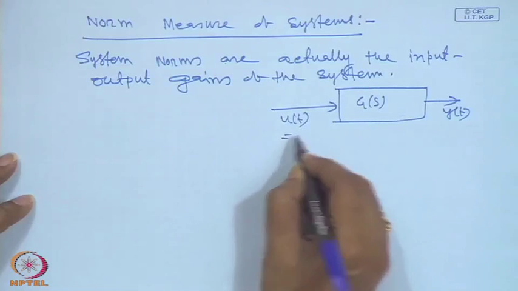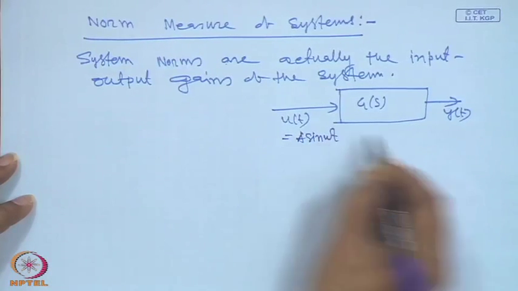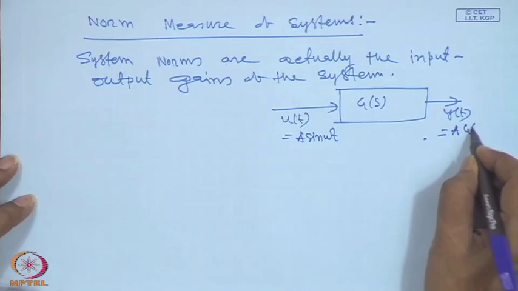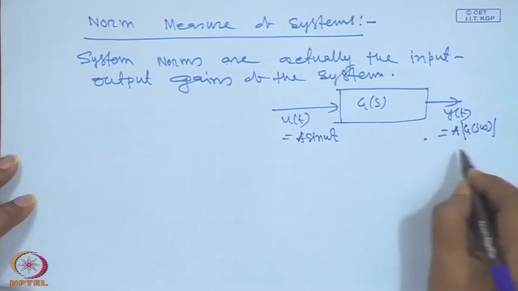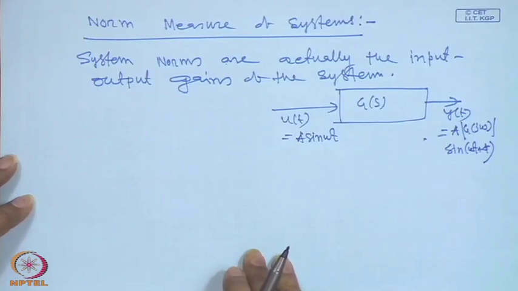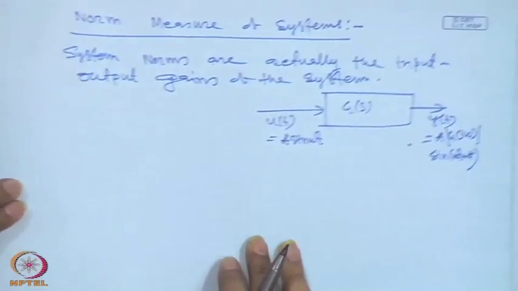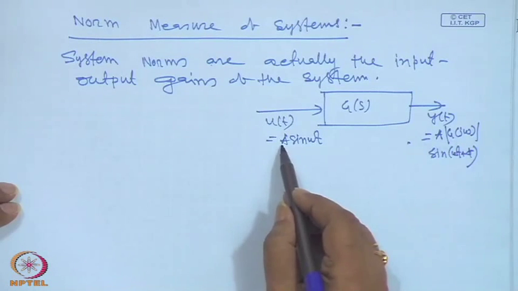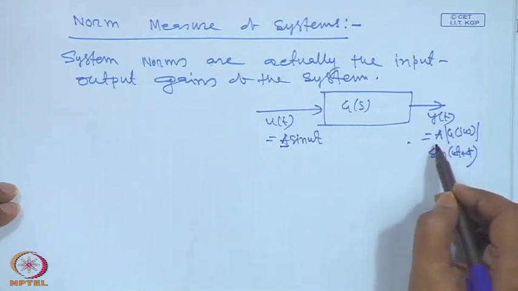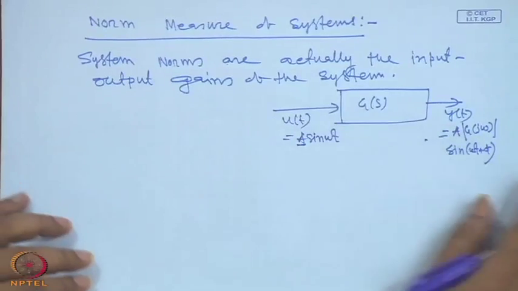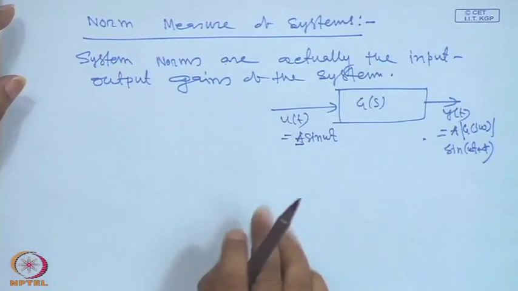Again, if you see in the frequency response, if u(t) is equal to A sin omega t, then the output y of t will be A times mod G(j omega) times sin of omega t plus phi. So, the gain of this: the input amplitude is A, the output amplitude is A times mod G(j omega). So, mod G(j omega) is the gain. So, system norms are nothing but input output gains.